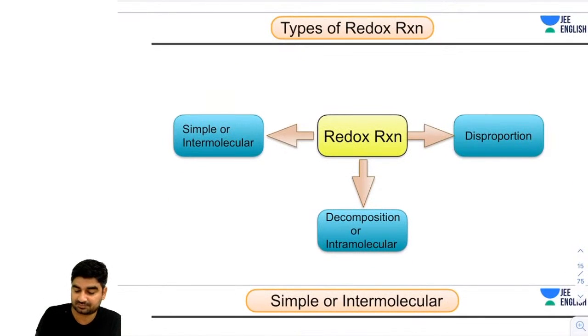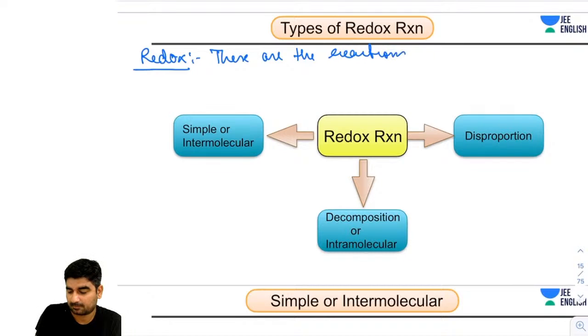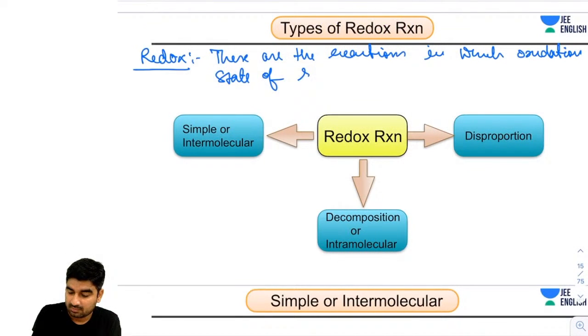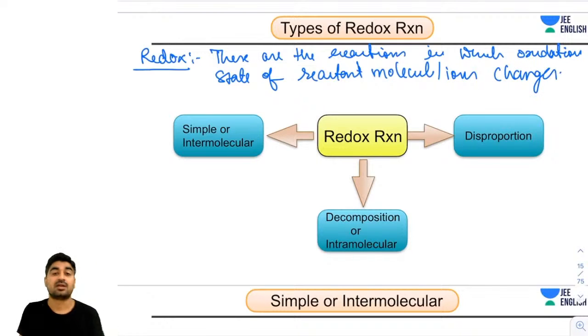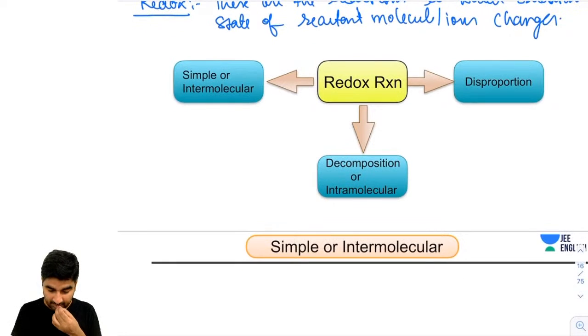How will you identify the redox reaction? These are the reactions in which oxidation state of reactant molecules or ions changes. So guys, if I ask you how will you identify the redox reaction, the answer is simple. Just check the oxidation numbers. If oxidation numbers are changing, then this will be a redox reaction, right? Note it down. So redox reactions are of three types: simple or intermolecular redox. Then we have decomposition or intramolecular. And again, the third one is disproportion.